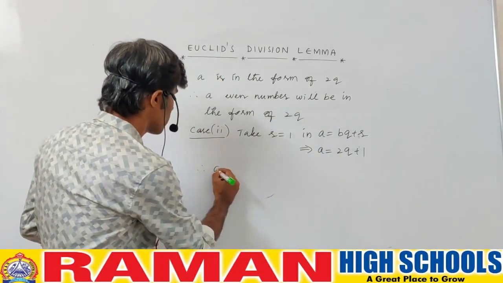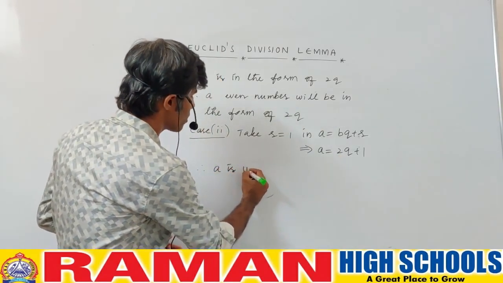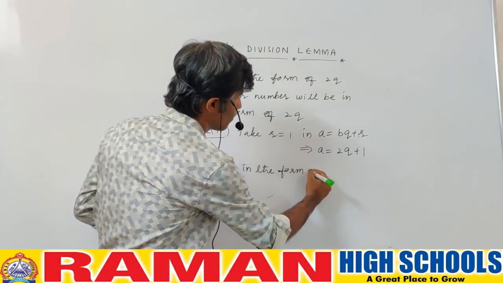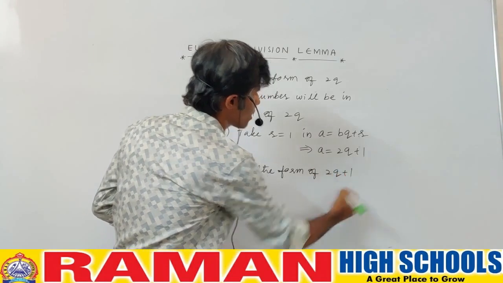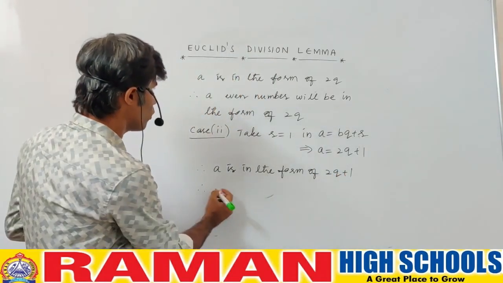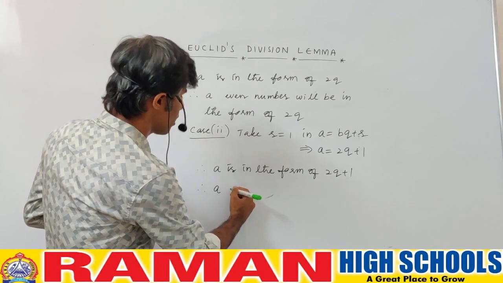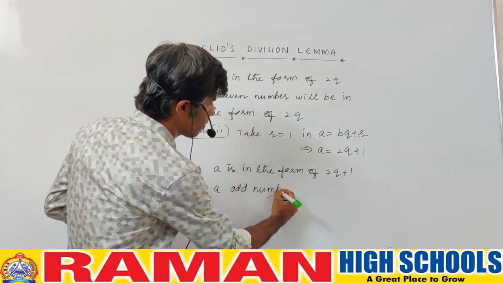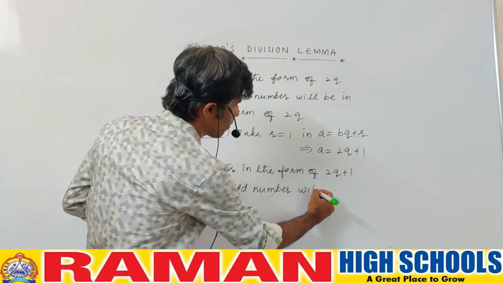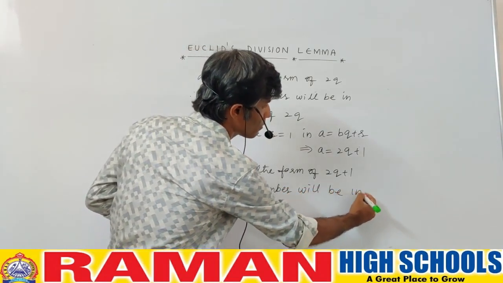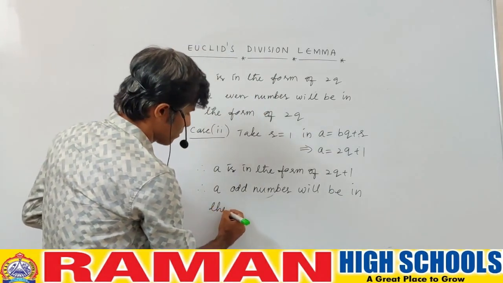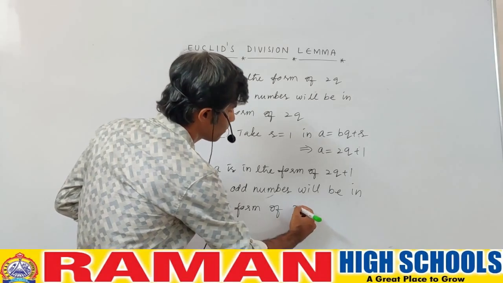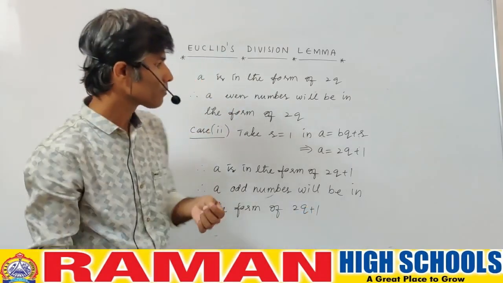Therefore a is in the form of 2q plus 1. Therefore, an odd number will be in the form of 2q plus 1.